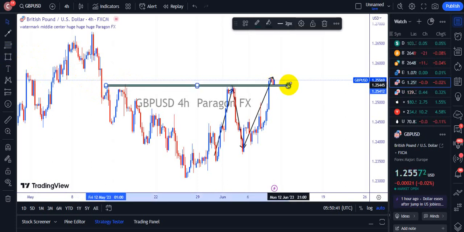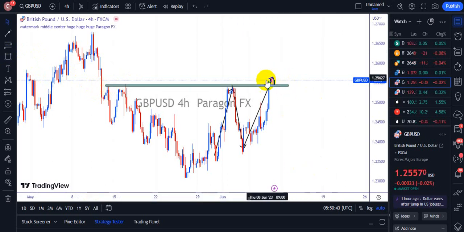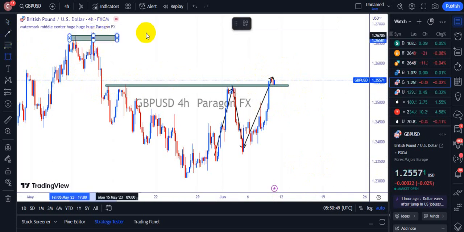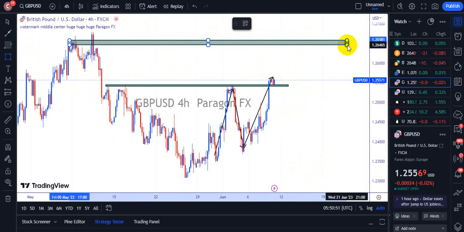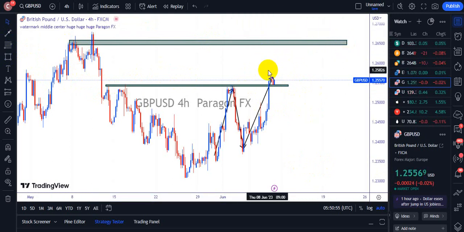Look at this. This has been broken now. Now market should come to this area. This is the market next target, but you have to buy from a best demand zones.